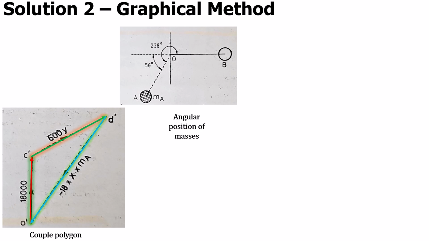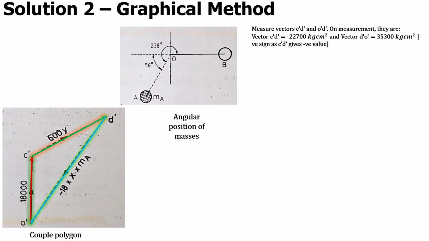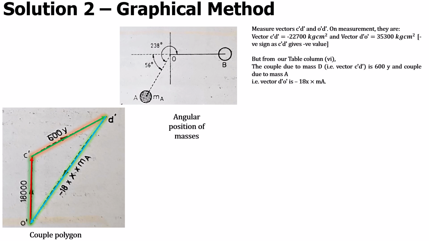Once the couple polygon closes, we can determine by measuring vectors CD and OD, we get a value of 22,700 kilogram centimeters squared for vector CD, and for vector D prime O prime, we get 35,300 kilogram centimeters squared.